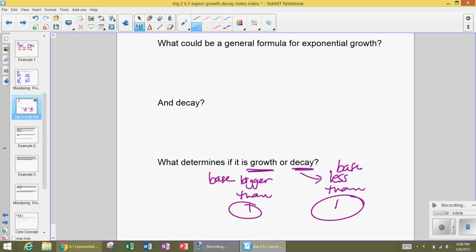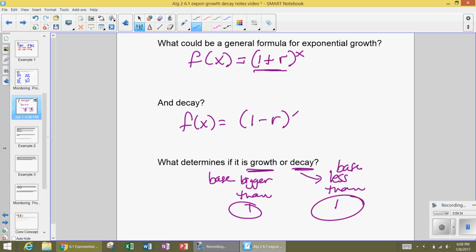So a general formula for exponential growth could be something that looks like this. f of x equals (1 plus r), the rate of growth, to the x power. Because no matter what r is, as long as r is positive, we are going to have a number bigger than 1. And for decay, because we want a number smaller than 1, we want (1 minus r), the rate of decay, to the x power.